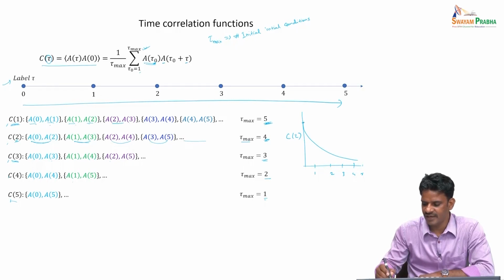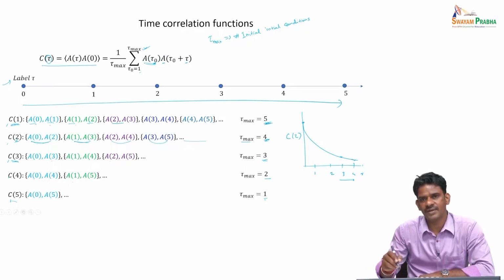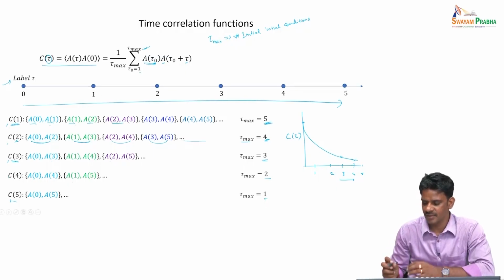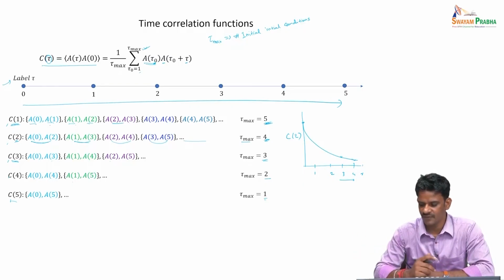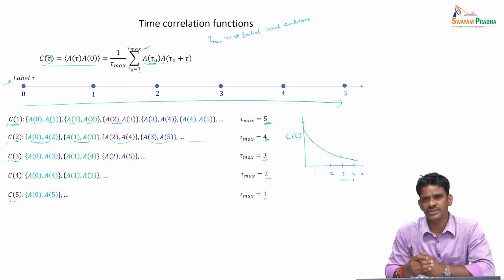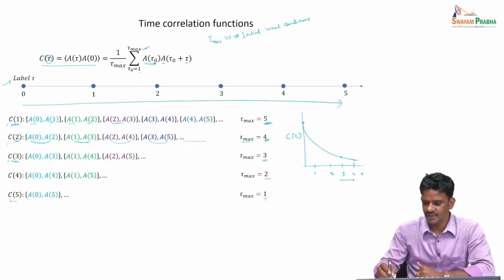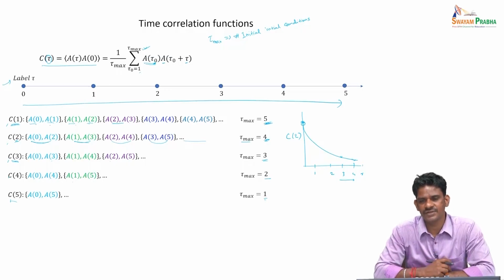The data are very highly correlated at a short delay time. As you go to longer and longer delay times, you can see that the correlation will decay. That means the memory of the system is gone if you go to longer and longer delay times. Whereas when you are looking at the data at very close delay times, they are highly correlated. So this is a typical way in which this correlation function will decay.